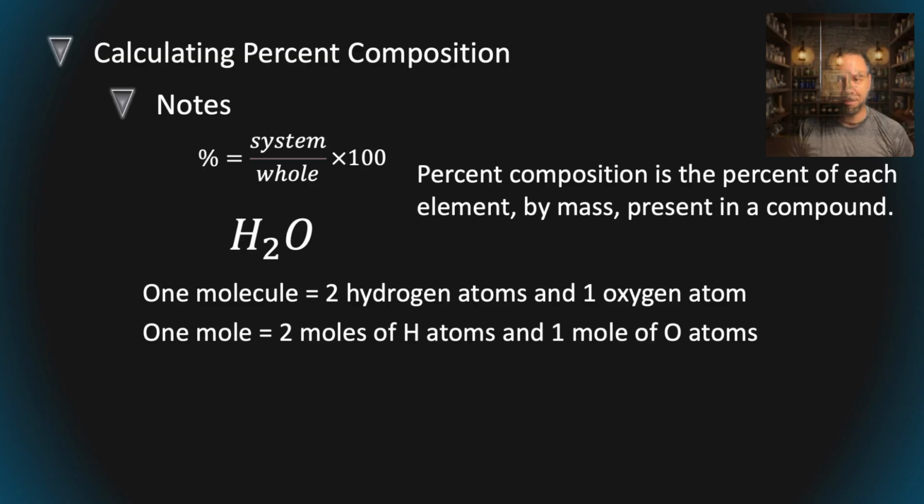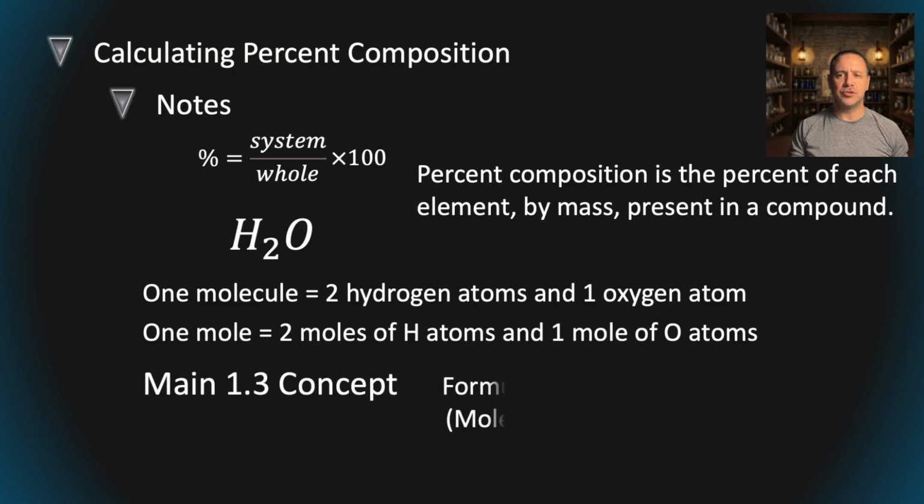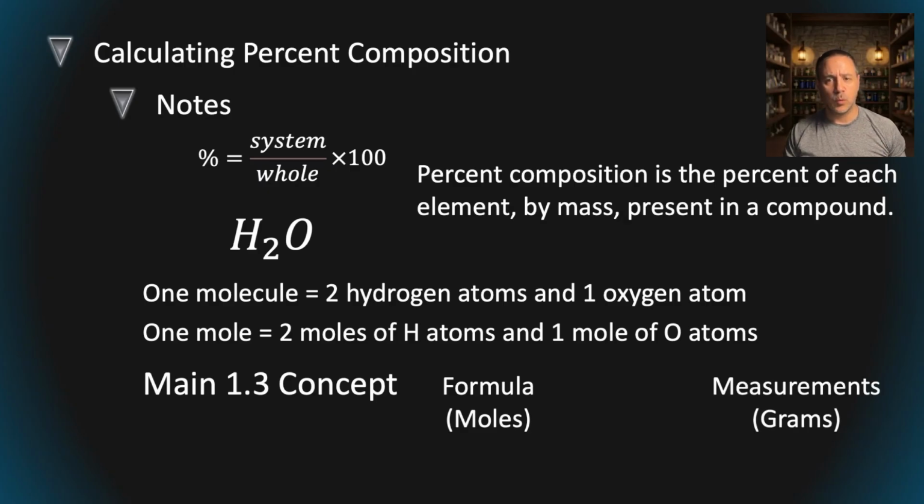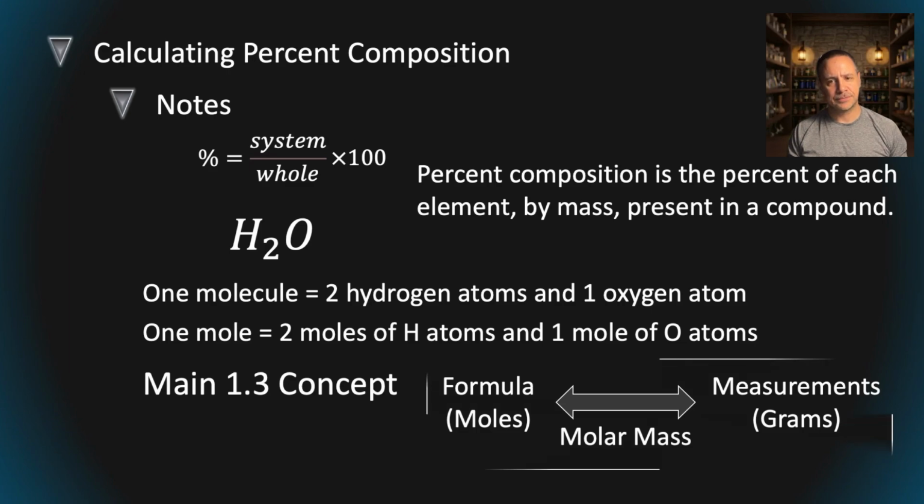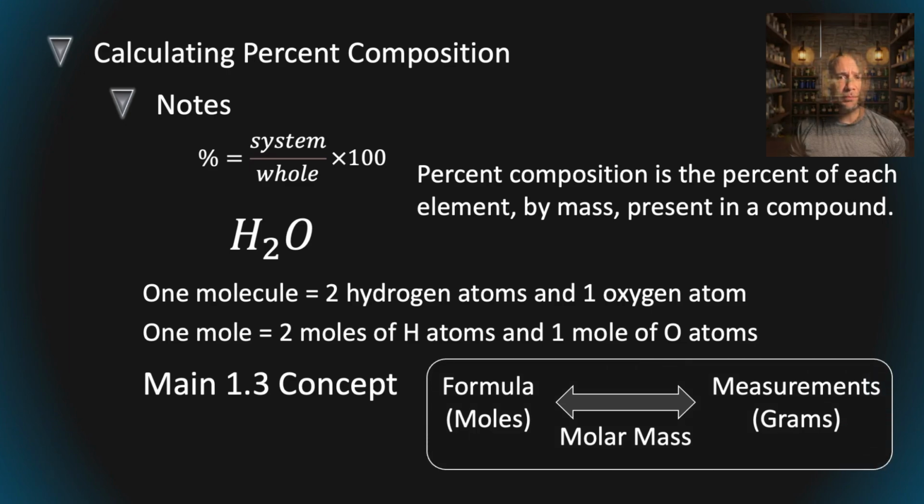Which brings me to the main concept applied in 1.3. The formula gives you the ratio in moles, but most measurements are in grams. Well, what measurement converts between grams and moles? The molar mass. So the main concept is using the molar mass to convert back and forth between the formula and the mass of each component. Let's run a calculation so you can see how this is applied.